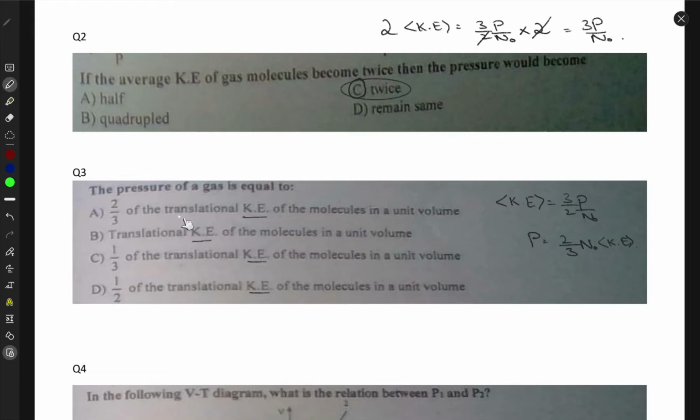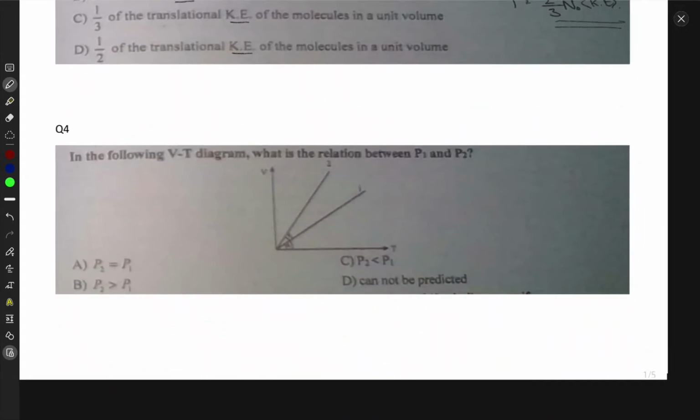So the first option is 2 by 3 of the translational kinetic energy of the molecules in a unit volume. This completely satisfies this definition, and hence the correct option is option A. The rest of the options are very obviously wrong if you look at this expression. All right, so with that, let's move on to the next question.